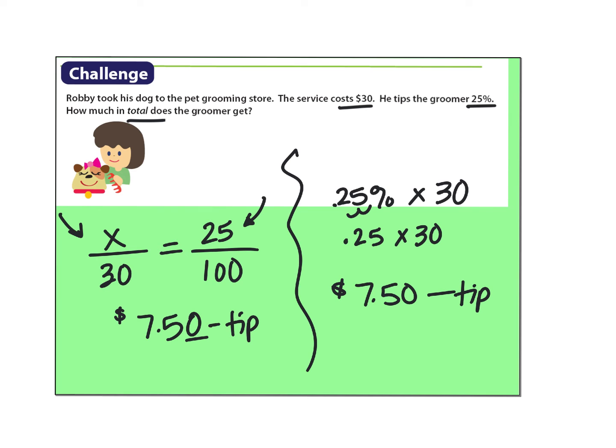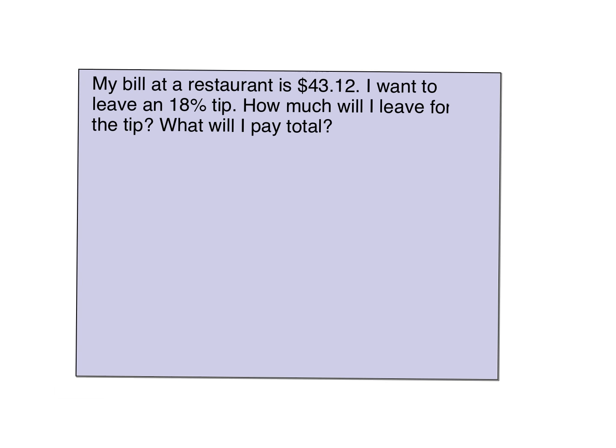Now, if you want the total the groomer's going to get, well, he gets $30 plus that $7.50. So I would leave him total $37.50 for my final bill or final amount that I will pay my dog groomer. All right, let's have you guys try this one. Pause the video and please try this and see if you get it correct.